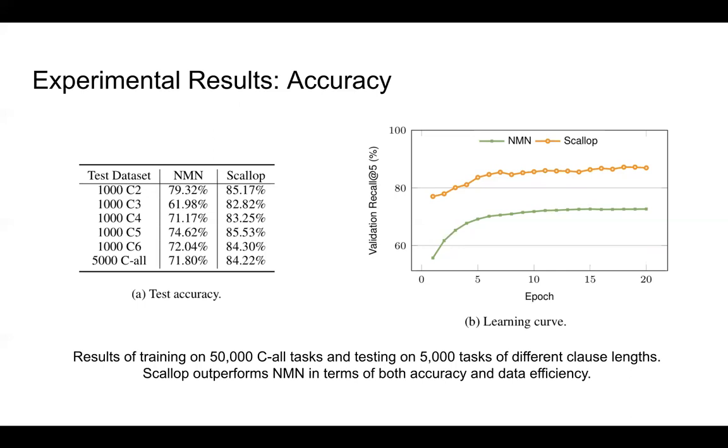We are training on 50,000 tasks from CLEVR. These are queries of complexity 2 clauses all the way to 6. And we are testing on 5,000 tasks, 1,000 each for each of the 5 clause lengths. What we see on the left is the accuracy of Scallop is much higher than that of neural modular networks. But also on the right-hand side, you see that Scallop learns much faster. Its accuracy on the y-axis is much better for a given epoch on the x-axis compared to neural modular networks.